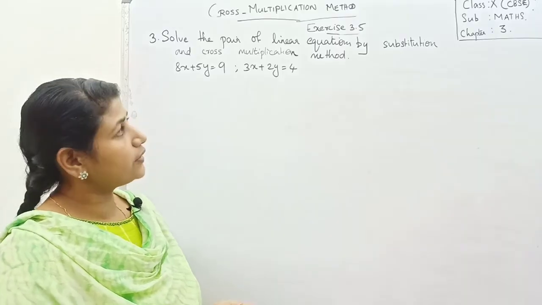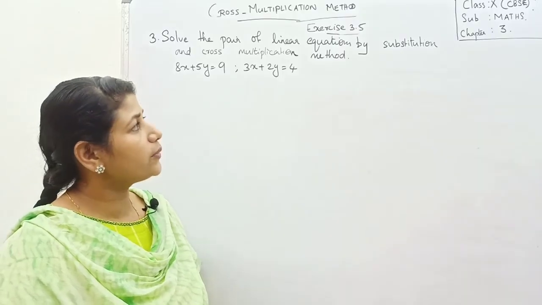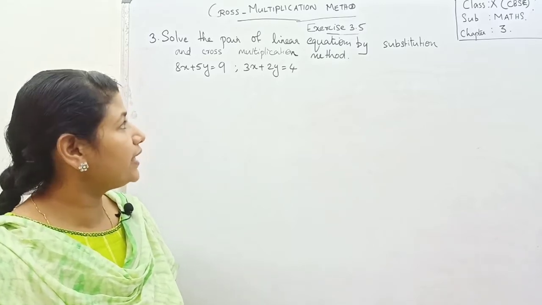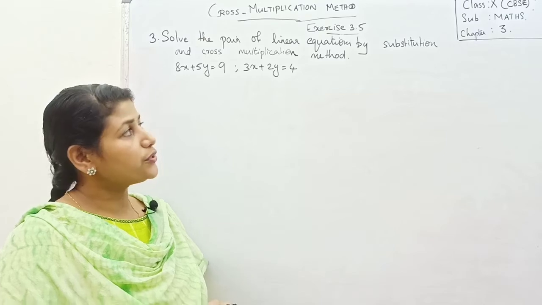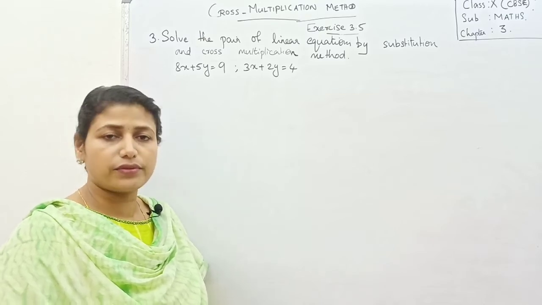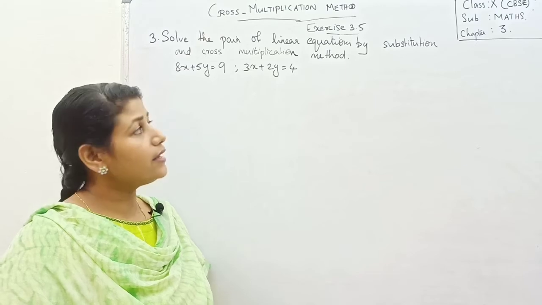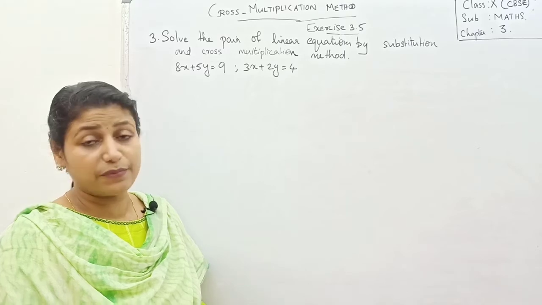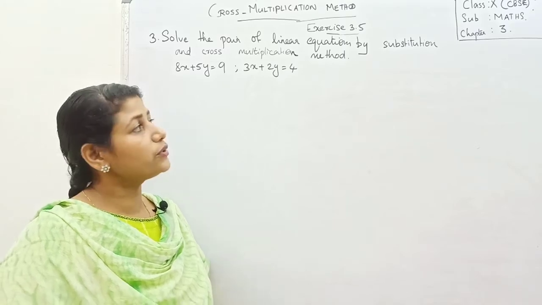So the third question of that exercise: solve the pair of linear equations by substitution and cross multiplication method. 8x plus 5y equal to 9 and 3x plus 2y equal to 4. So a pair of linear equations is given. You have to find the solutions. That means you have to find the values of x and y through the cross multiplication method and also by the substitution method. So first we will do the substitution method.